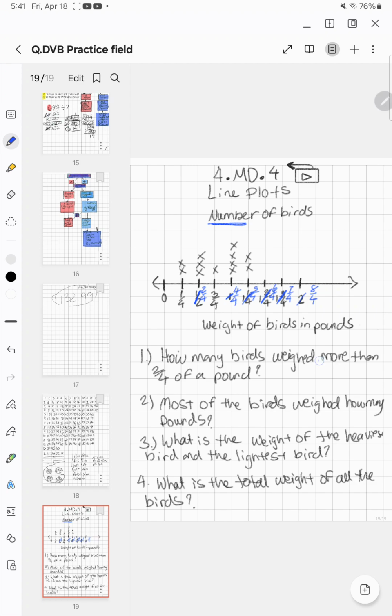So we need the ones more than. So I can see we can't use 2/4, but I need more. So 1, 2, 3, 4, 5, 6, 7. So the answer is 7 birds.